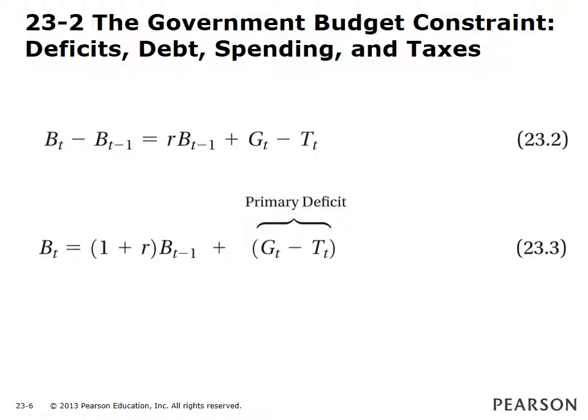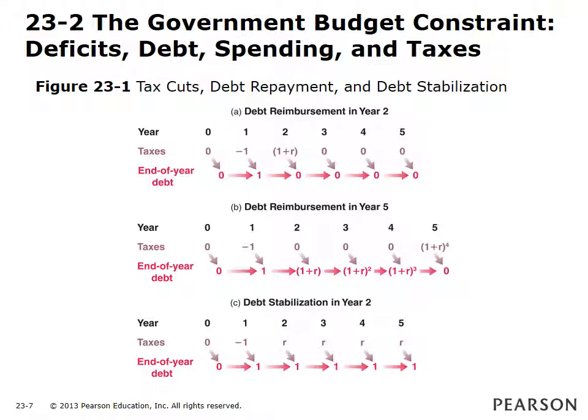Equation 23.3 says debt at the end of year T equals interest payments on debt at the end of year T minus 1, given by the first term on the right side of the equation, plus the primary deficit during year T, given by the second term on the right side. Implications of the budget constraint as shown by figure 23-1.